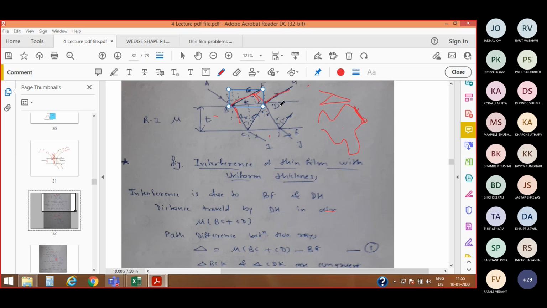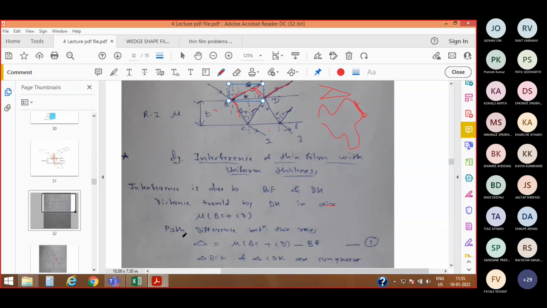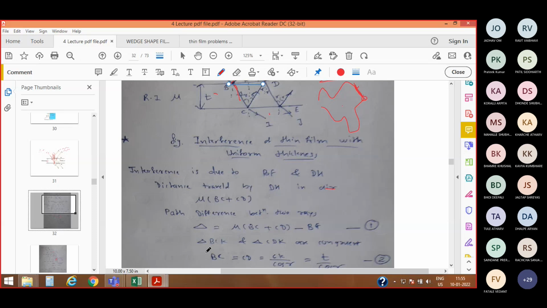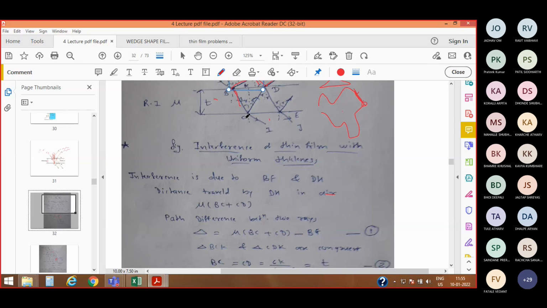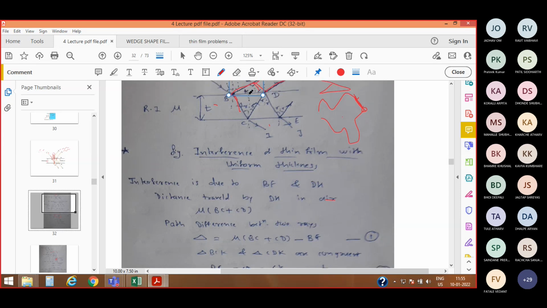What is the path difference in the two rays? Delta is equal to mu into BC plus CD minus BG. The path difference between two rays, delta, is equal to mu into BC plus CD minus BG. That is this one. So what we are getting is two triangles, BKC and CKD. Both the triangles are congruent, means equal.